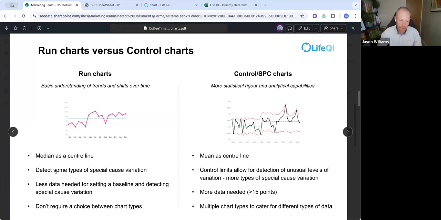The next point here about run charts is they can detect some types of special cause variation, whereas a control chart can detect more types of special cause variation, essentially. The reason for that being with the run chart, you've only got this center line. You don't have any upper and lower control limits, whereas on the control chart example, you see we've got these red lines at the top and the bottom.